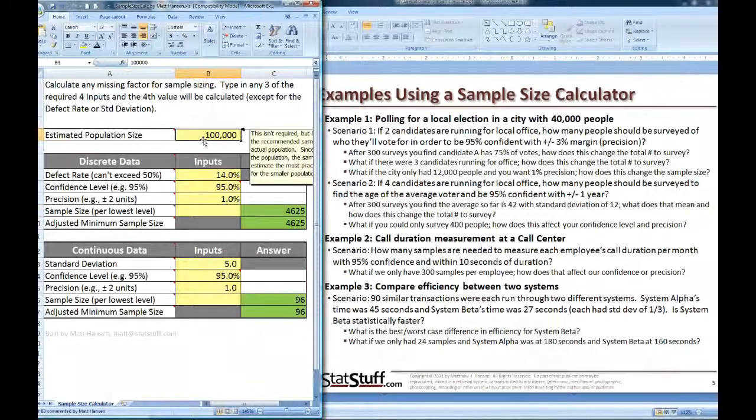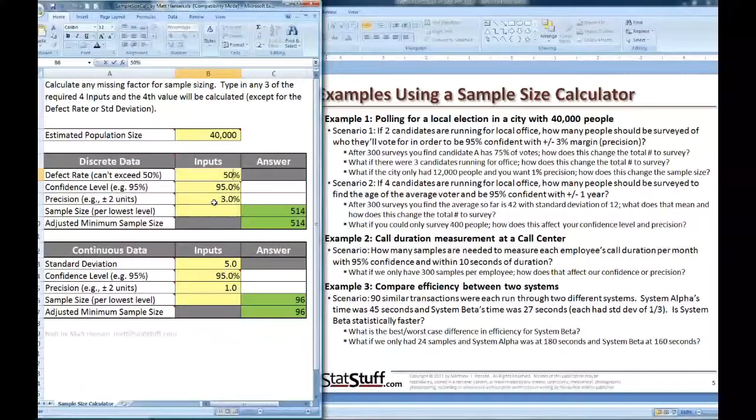Next thing we had was the population, 40,000. So we'll type that in. And then next we're asked several things. We're given the 95% confidence level, and we're also given the plus or minus 3%. It's our margin or precision, so we'll plug that in as 3%. But we weren't given the defect rate. So since we're not given that at this point, we can assume maybe 50%, worst case scenario, because people could be voting for one candidate or the other. So I plug 50% in. Now it tells me there's 1,067 people that need to be sampled or surveyed to find out who they'll vote for in order to be at least 95% confident within this plus or minus 3% margin of error.